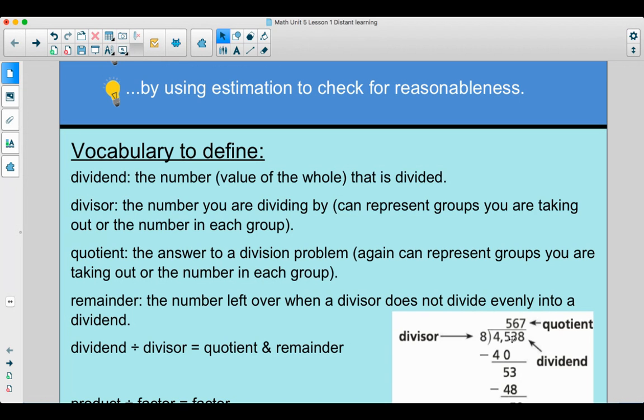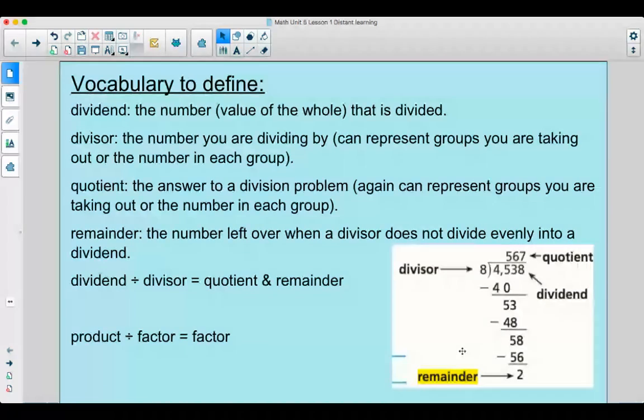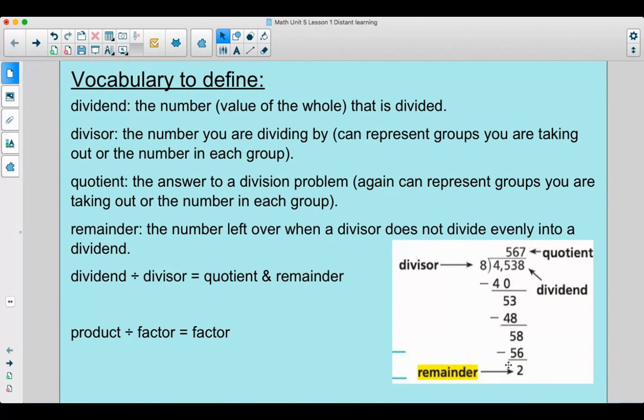right here, or the value of the whole that is being divided. The divisor, right here, the 8, is the number you are dividing by. It can represent groups you are taking out of the number or the number in each group. The quotient, which is the answer to a division problem, again can represent groups you are taking out or the number in each group. And you may have a remainder at the bottom.